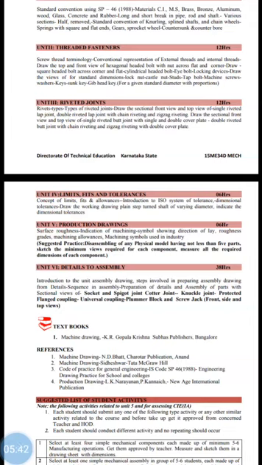Then the third unit is riveted joints. Rivets, types of riveted joints. You have to draw the sectional front view and top view of single riveted lap joint, double riveted lap joint with chain riveting and zigzag riveting. There are two types of riveting, chain and zigzag.